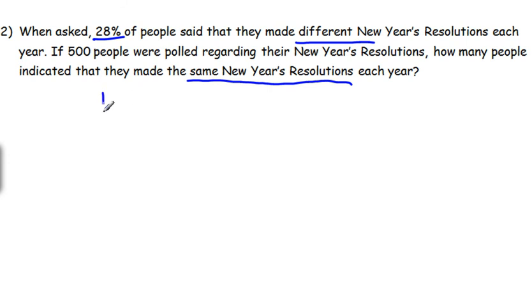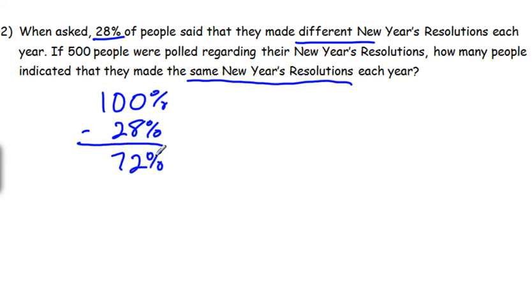We start with the total would be 100%. And if we take away all these people that said they made a different resolution, that should leave behind all the people that made the same resolution. So 100 minus 28 is 72%. So that's only part way, because we want to know how many people out of 500 is that. So now we're comparing people to this percent. So we're comparing two things. That's proportion. So we can say the same, if we need a key here, the same resolution.